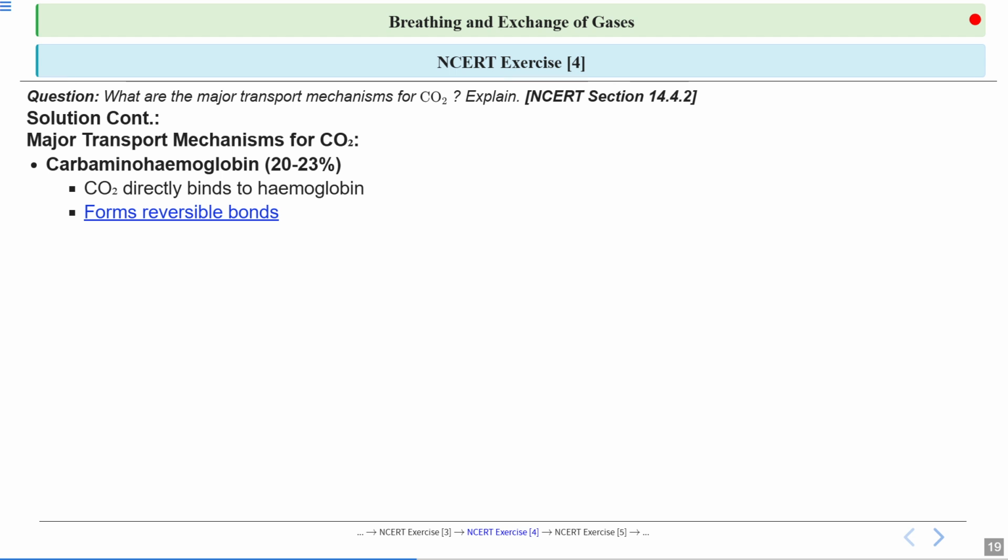When this carbaminohemoglobin reaches very close to the alveoli, it is broken down into carbon dioxide and hemoglobin. And carbon dioxide is expelled from the blood capillaries to the alveoli. So here it is a reversible bond. It is not that once the bond has been formed between the carbon dioxide and hemoglobin, it will not be broken. No, it is not like that. It is a reversible bond.